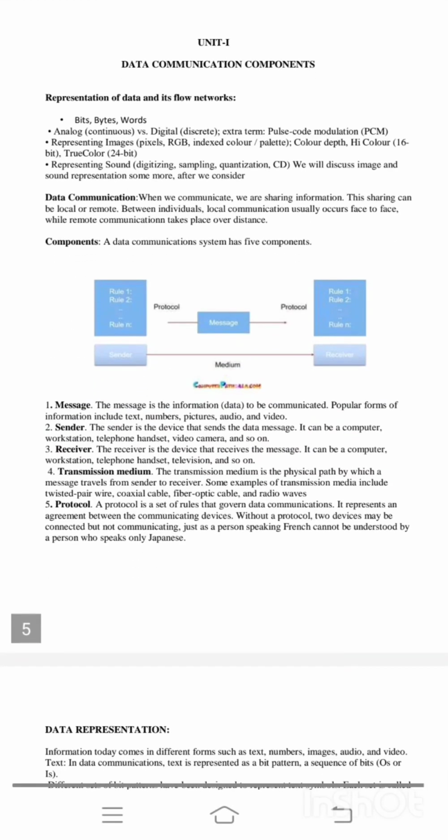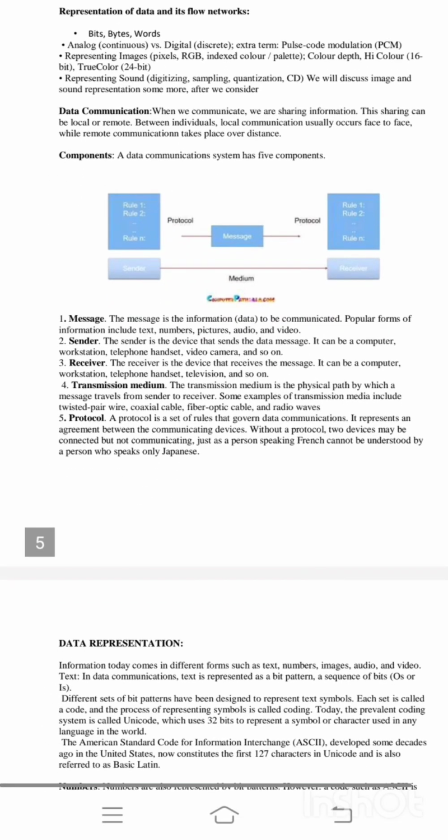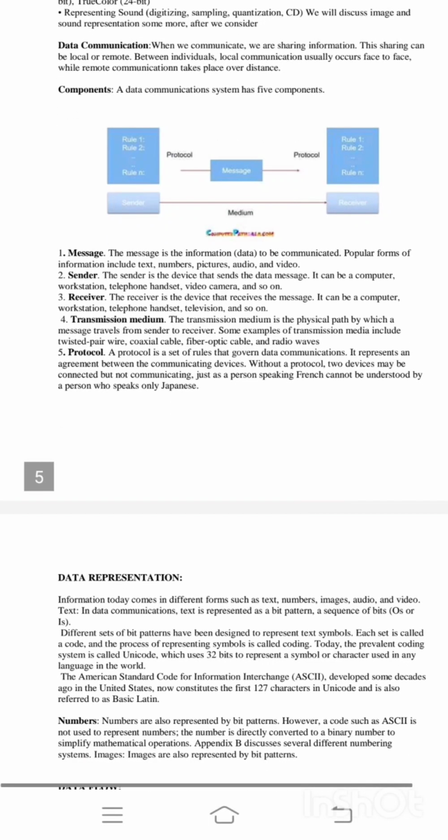Today I am giving a Tech Talk presentation in computer networks. The topic is data communication components. A data communication system has 5 components: message, sender, receiver, transmission medium, and protocol.